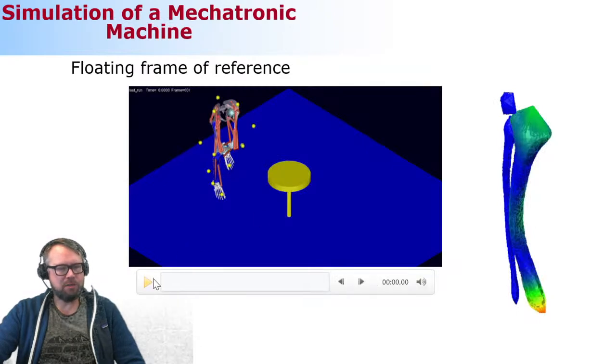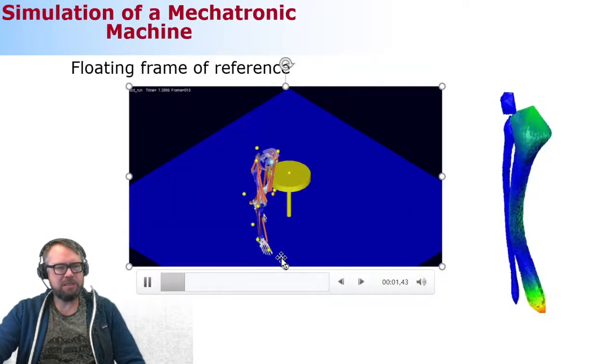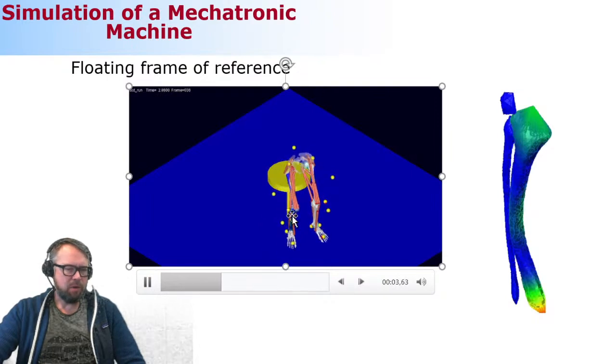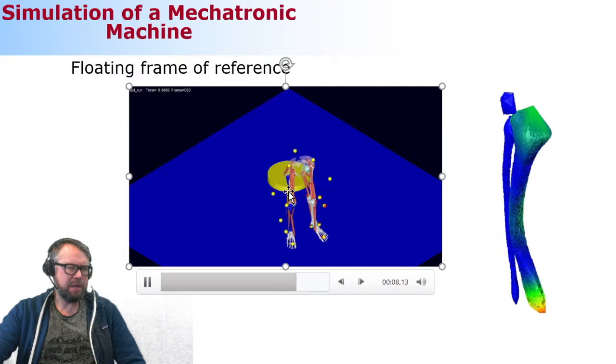Here's the example that I showed to you in the very beginning of the class. This is a biomechanical system, where we're estimating the strains and stresses of the femur and tibia.